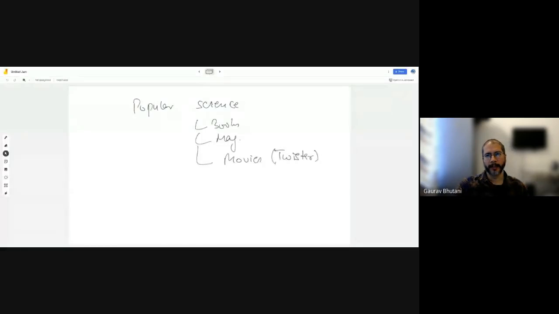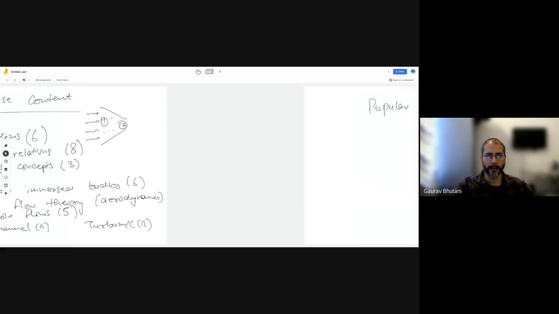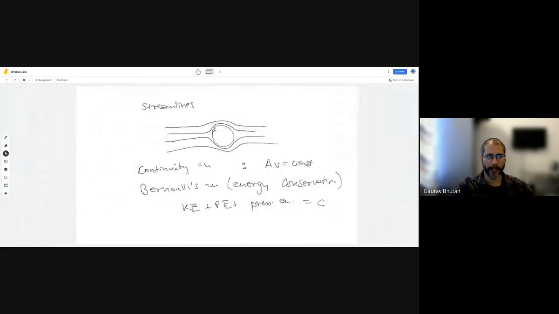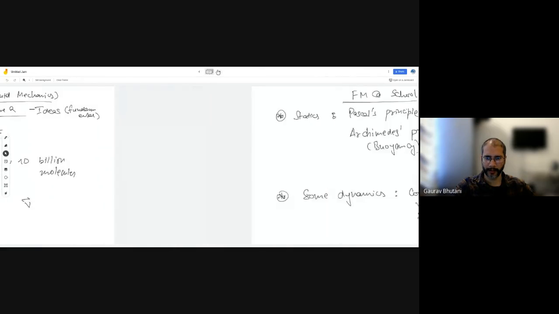Right. So now we can go back to our discussion on some fundamental ideas. So we talked about the idea of continuum concept. That's it. So we'll talk about the second idea for today.